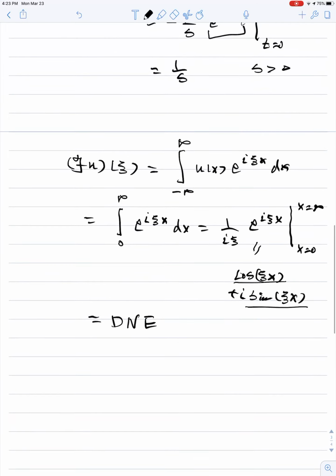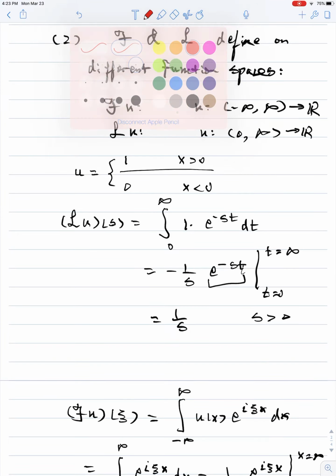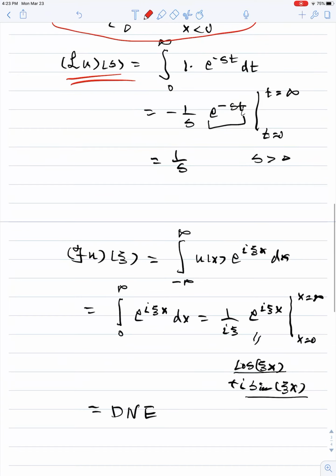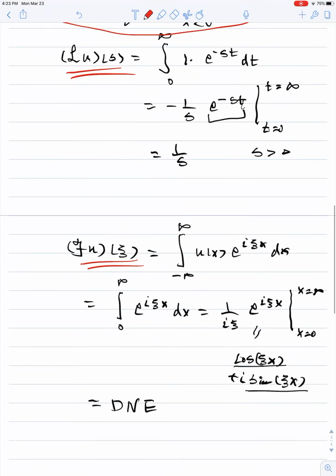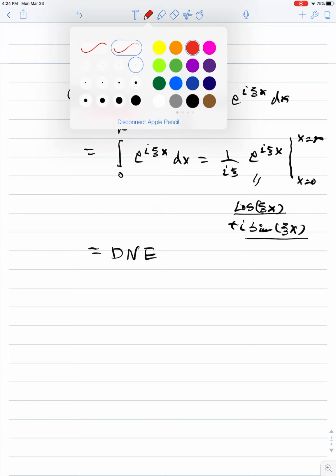So for this function u here, the Laplace transform exists, but the Fourier transform does not exist. That is what I meant by that. These two transforms are defined on different function spaces.